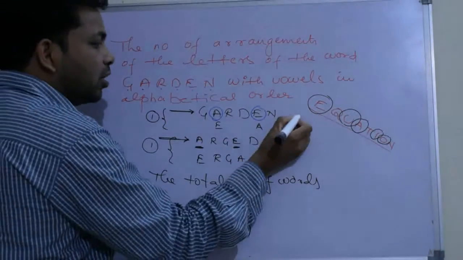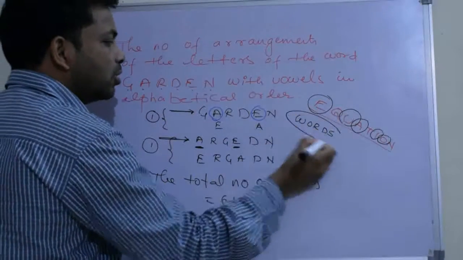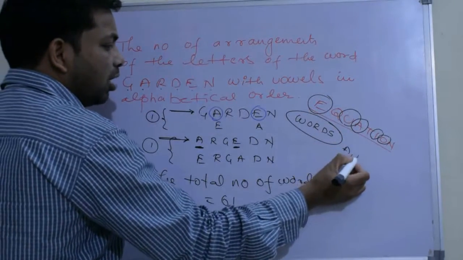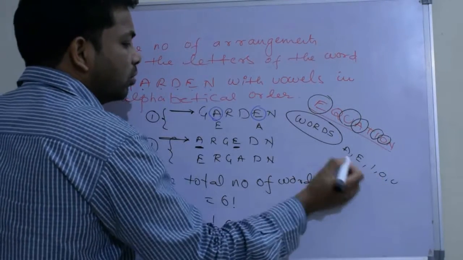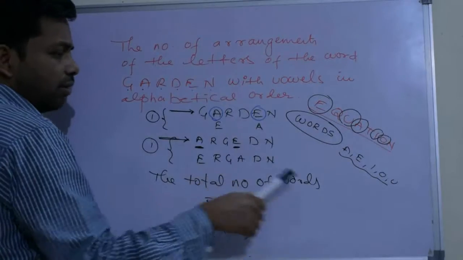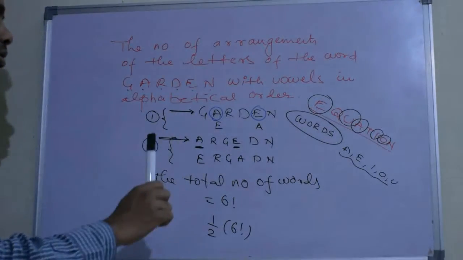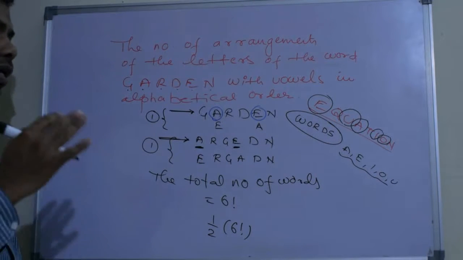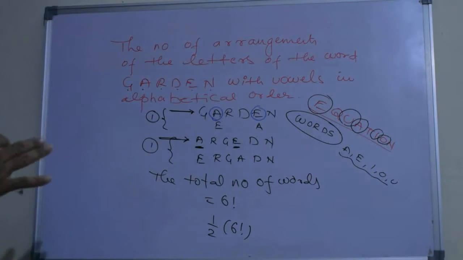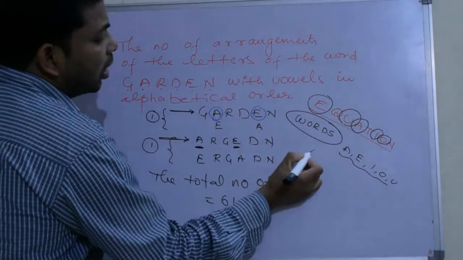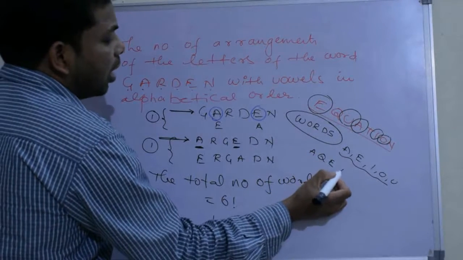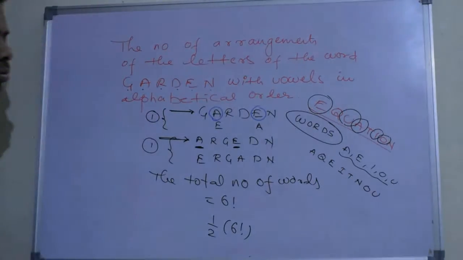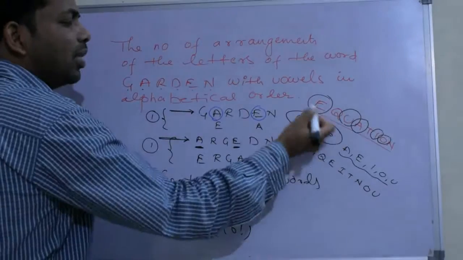So here, words you have to count. How many words do you have to count in which these vowels are in alphabetical order? Means A, E, I, O, U in this order. So in a word, if vowels are in this order, then we will count it. That is the question. So for example, one word I'll write: A, then Q, E, I, T, N, O, U. This is a word formed with the letters of the word equation only.